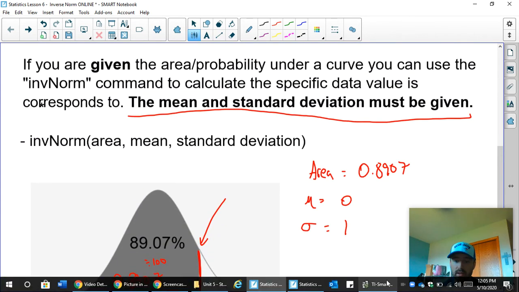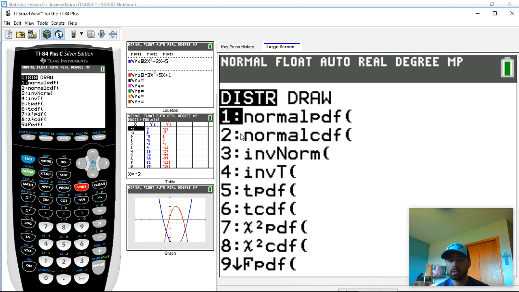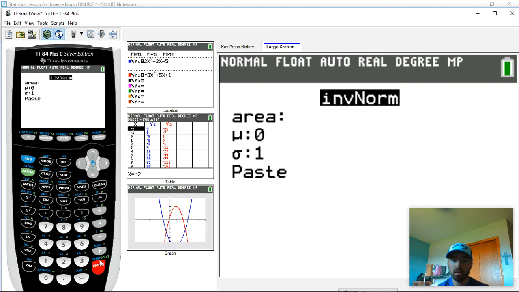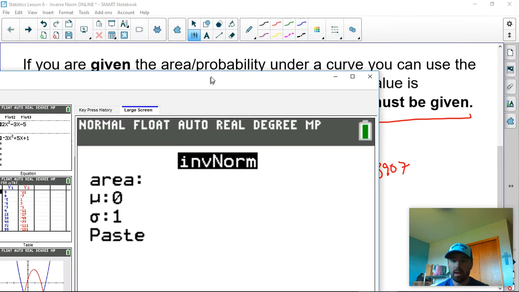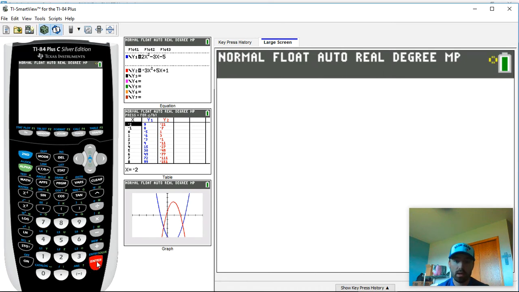We're going to find inverse norm. I didn't put all the button functions because it's the exact same. We're going second and DISTR, so second vars. And we're going to notice that before we were going to normal CDF, but we're going one lower to inverse norm. We hit enter. Now we've got area, and it was 0.8907. We've got our mean, we've got our standard deviation. We hit paste, and we hit enter.